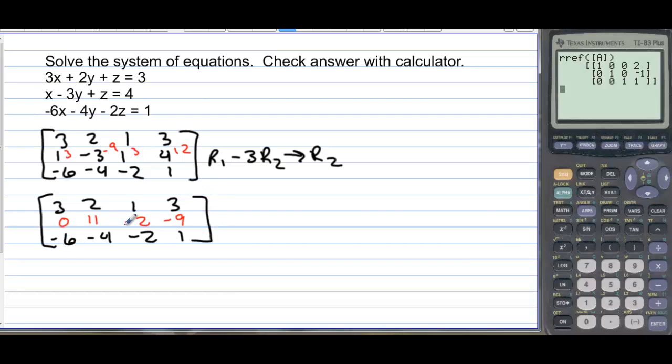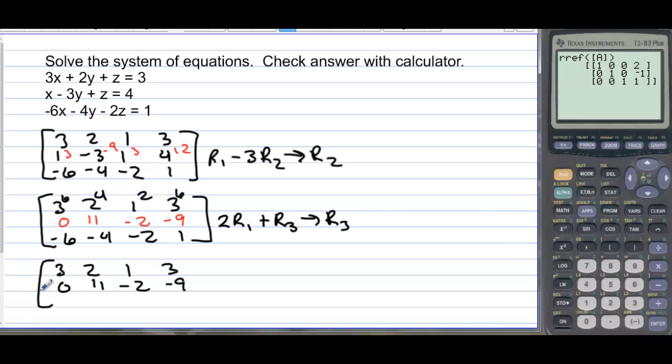Our next 0 is in the corner. I can go 2 times row 1 plus row 3 and replace row 3. 3, 2, 1, 3. We have 0, 11, negative 2, negative 9. And then we have, let's see, we have 6, 4, 2, and 6. We have 0, 0, that's nice, 0, and 7. We have 0, z is equal to 7, so we have 0 equals 7. That's not true. We have no solution.